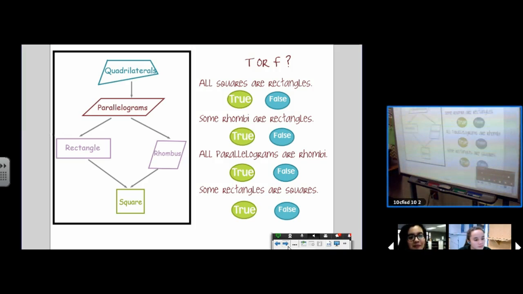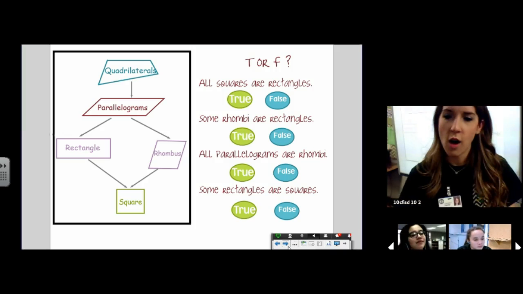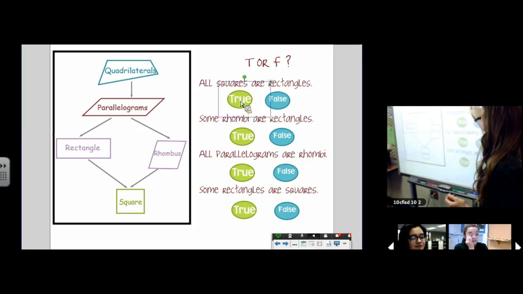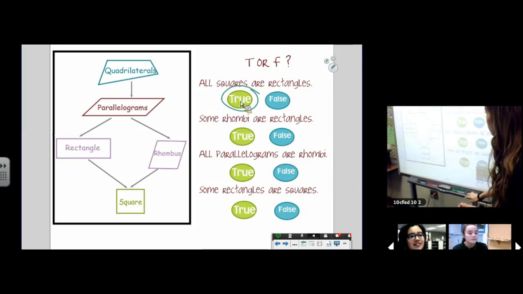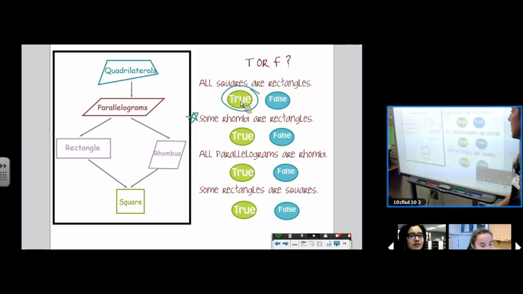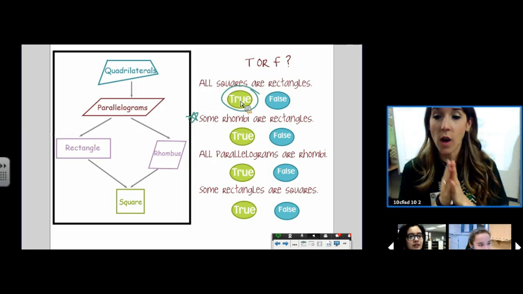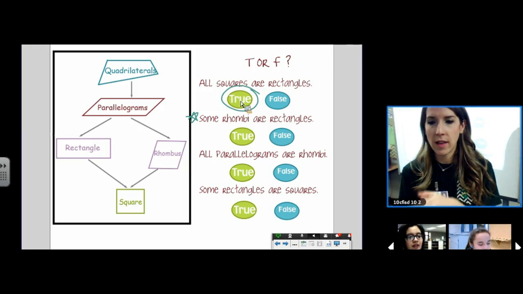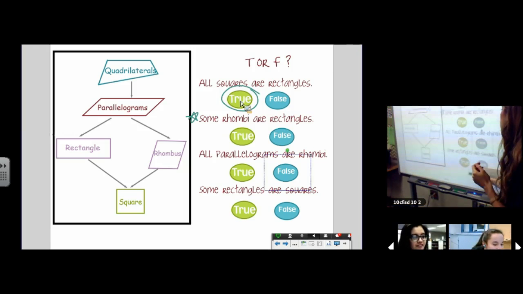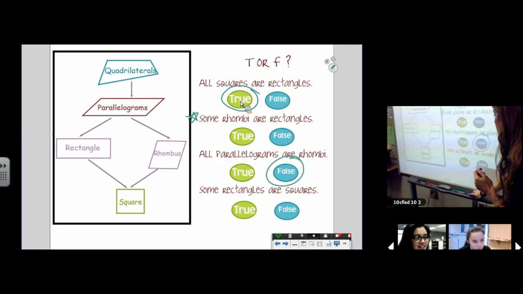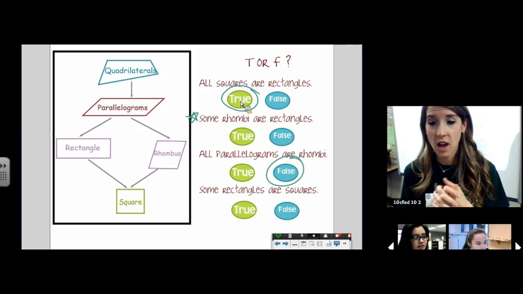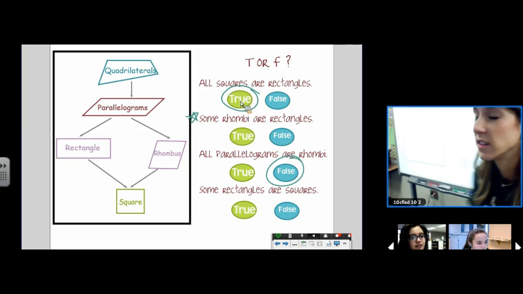All squares are rectangles. True? Did you hear it ding? Good. We're going to come back to this one because this is the hardest one. I don't like how it's listed second. All parallelograms are rhombi. Good. False. Some rectangles are squares. True.